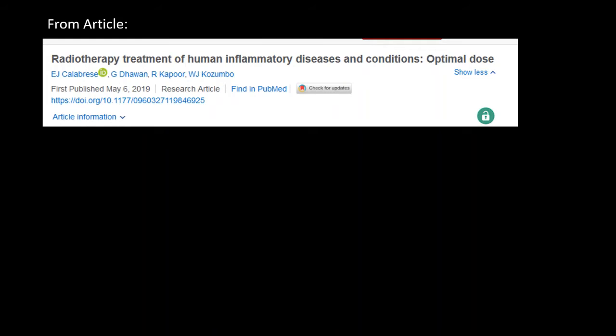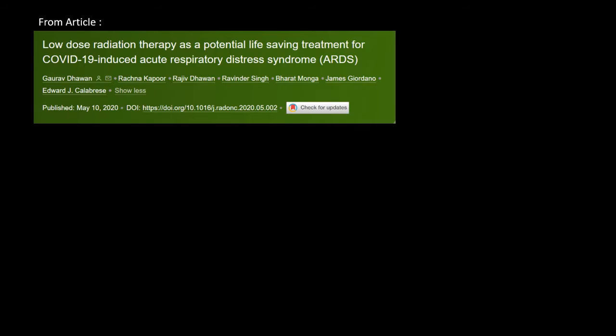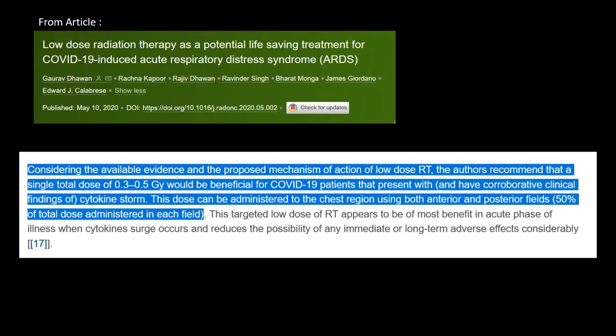According to Calabrese et al. in the article entitled Radiotherapy Treatment of Human Inflammatory Diseases and Conditions, Optimal Dose, a radiotherapy dose ranging between 0.3 gray to 1.1 gray is likely to produce an anti-inflammatory phenotype that can reduce inflammation and pain as well as promote healing. Considering the available evidence and the proposed mechanism of action of low-dose radiotherapy, the authors also recommend that a single total dose of 0.3 to 0.5 gray would be beneficial for COVID-19 patients that present with cytokine storm.